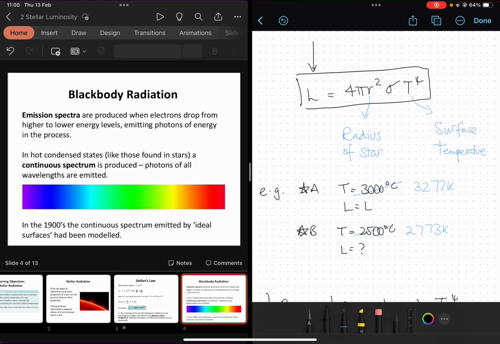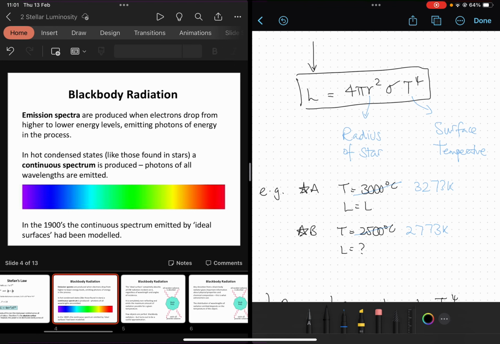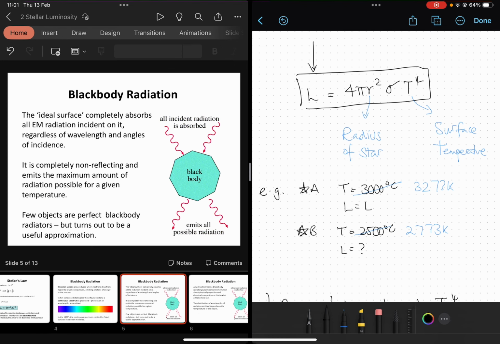When we're considering stars, they're reasonably dense, and obviously they're incredibly hot, and they produce what are known as continuous emission spectra. In other words, we've got photons of all wavelengths being emitted from the star, from red all the way to violet. And so around about the 1900s, scientists began modelling this mathematically, and to do that, they invented an idealised surface, which they called a black body.